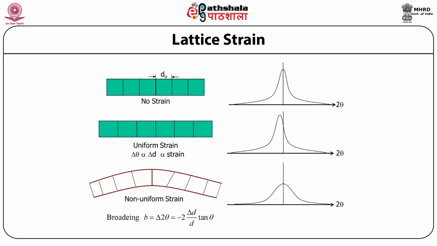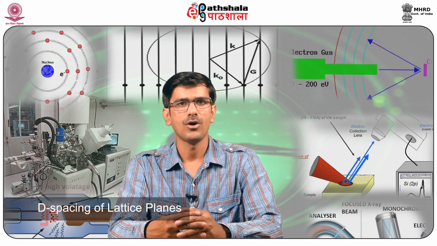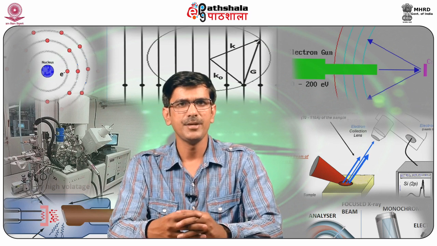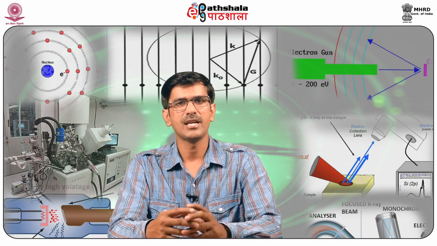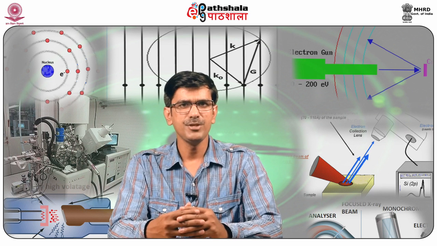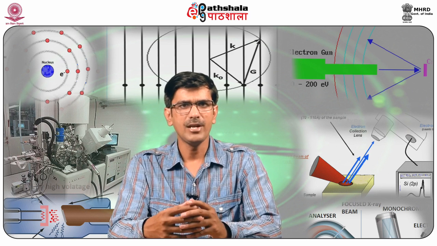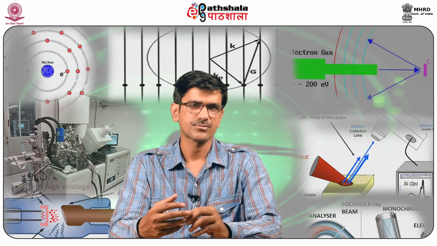As is seen from the image, as the strain increases, broadening of the peak occurs. The formula of broadening is also given there. Now about d-spacing of lattice planes. It depends on the size of the elementary cell and determines the position of the peak. Each peak measures a d-spacing that represents a family of lattice planes.